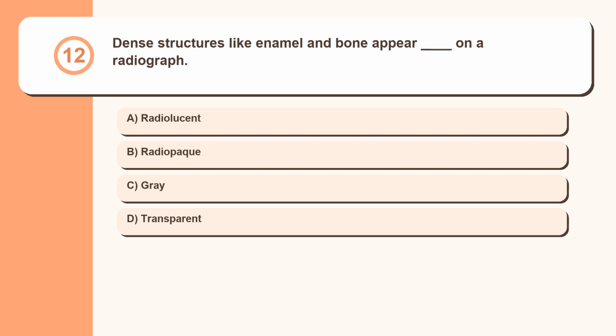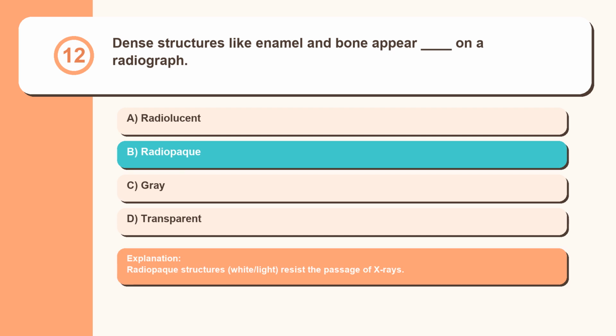Question 12. Dense structures like enamel and bone appear on a radiograph as: radiolucent, radiopaque, gray, transparent. Radiopaque structures, white or light, resist the passage of X-rays.